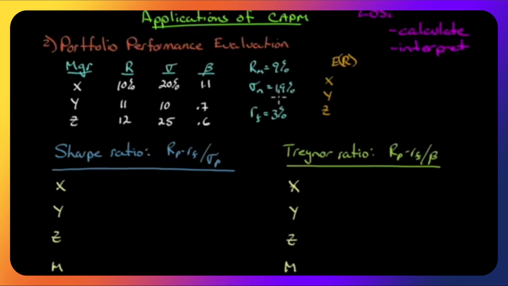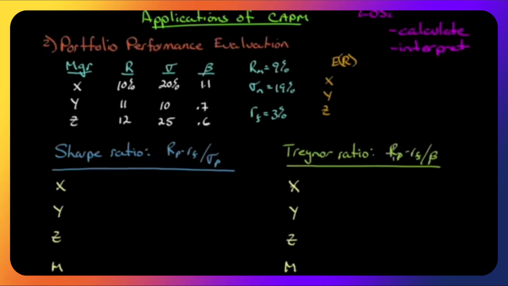So we're going to calculate Sharpe ratios and Treynor ratios. And notice that the numerator on both are the same. We differ in the denominator. For the Sharpe ratio, we're going to use this column in our denominator. For the Treynor ratio, we're going to use this column. But the numerator stays the same on both sides.